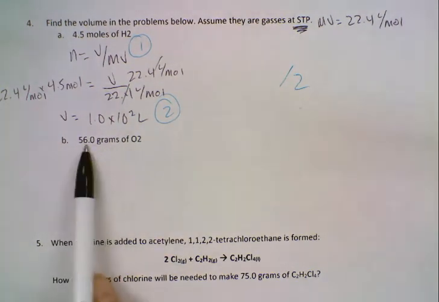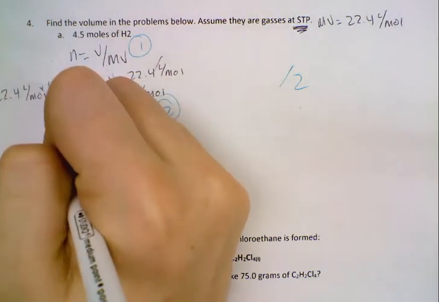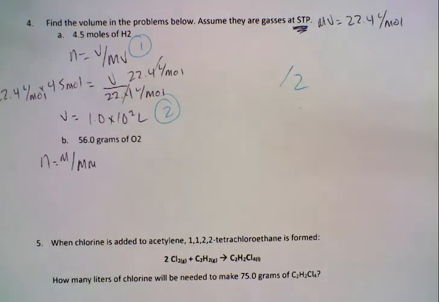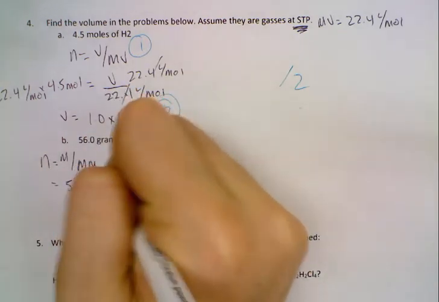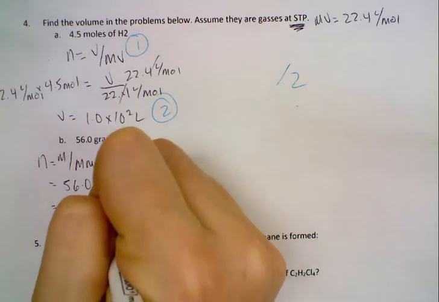Next question is really the same, except instead of being given moles, we're given mass. So we have to convert it into moles first. But we know moles is mass over molar mass. That's back from unit 2. So we're going to take our 56 grams and we're going to divide it by 32 grams per mole, which is going to give me 1.75 moles.